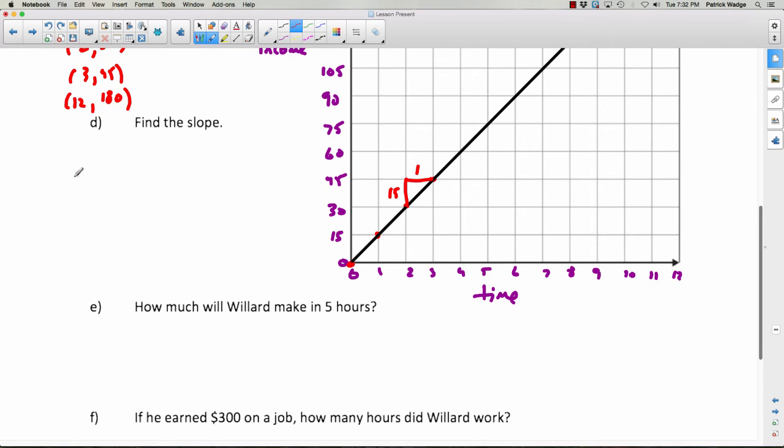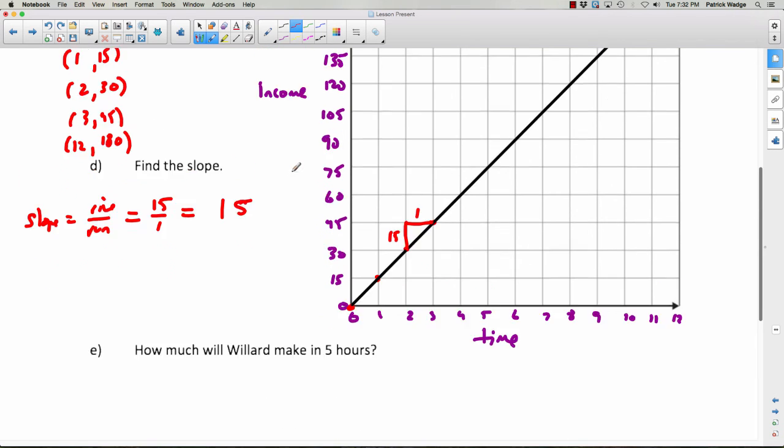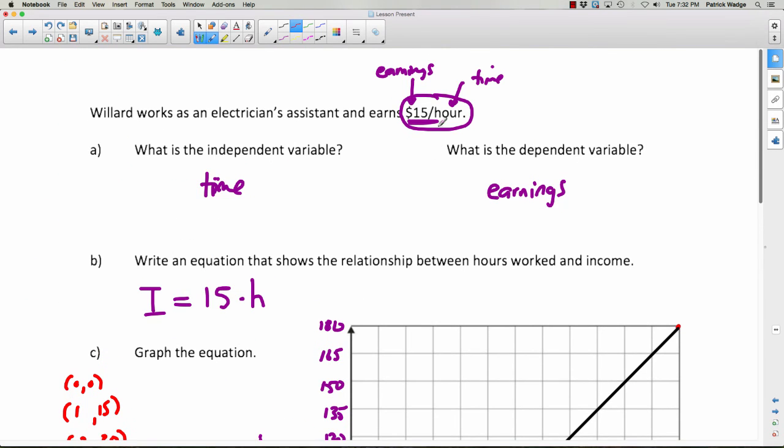So how much is the slope? Slope is equal to rise over run, which is 15 over 1. Well, 15 over 1 is just 15. And that's a positive slope, isn't it? So we'll just leave it as 15. Now, that should make sense. How come? Because the rate of change was 15 bucks an hour, right?